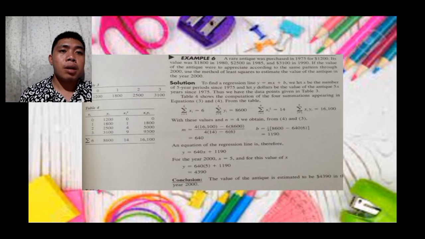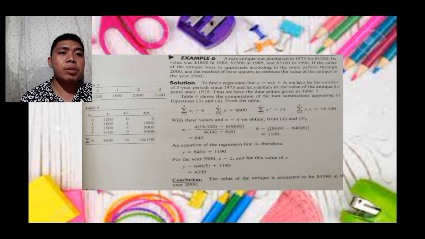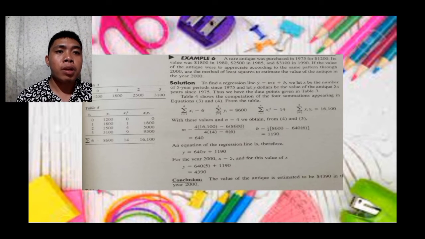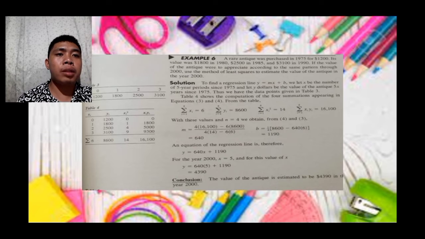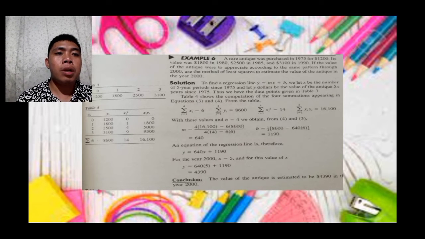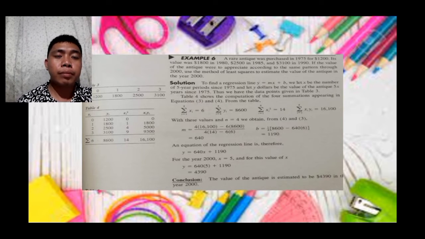Example 6. A rare antique was purchased in 1975 for $1,200. Its value was $1,800 in 1980, $2,500 in 1985, and $3,100 in 1990. If the value of the antique were to appreciate according to the same pattern through 2000, use the method of least squares to estimate the value of the antique in the year 2000.